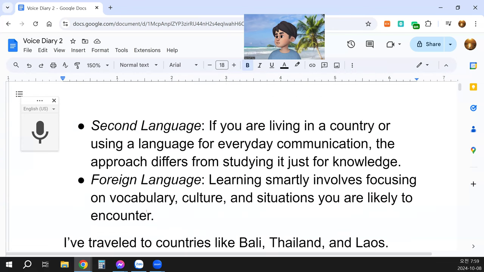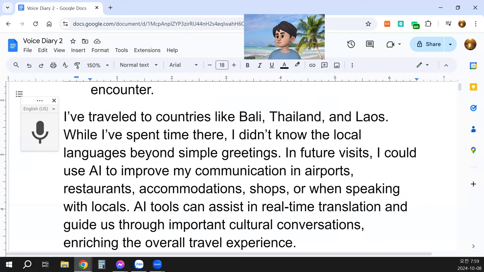Second language. If you're living in a country or using a language for everyday communication, the approach differs from studying just for knowledge. Foreign language learning smartly involves focusing on vocabulary, culture, and the situations you are likely to encounter. I've traveled to countries like Bali, Thailand, and Laos. While I've spent time there, I didn't know the languages beyond simple greetings. In future visits, I could use AI to improve my communication in the airport, restaurant, accommodation, or when speaking with locals. AI tools can assist in real-time translation and guide us through important cultural conversations, enriching the overall travel experience.